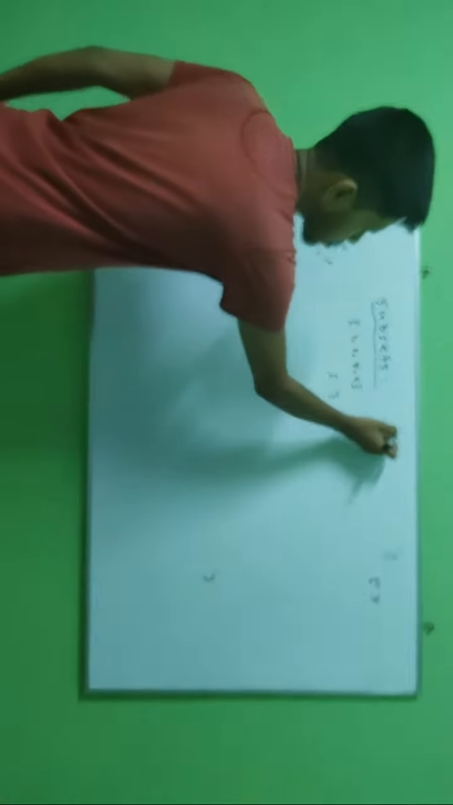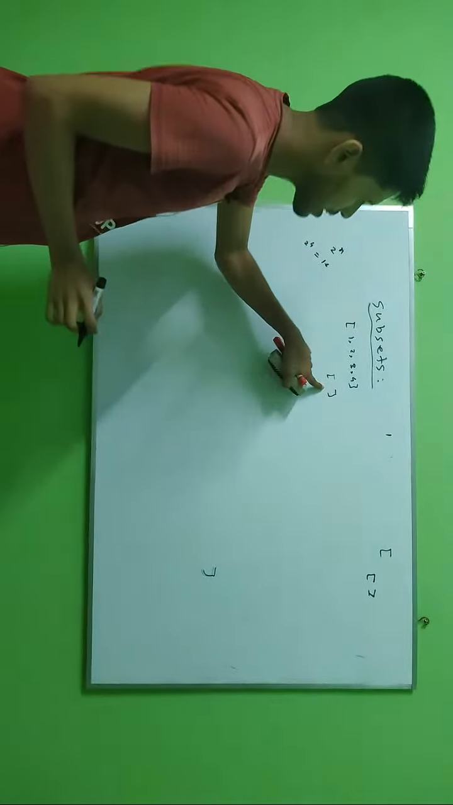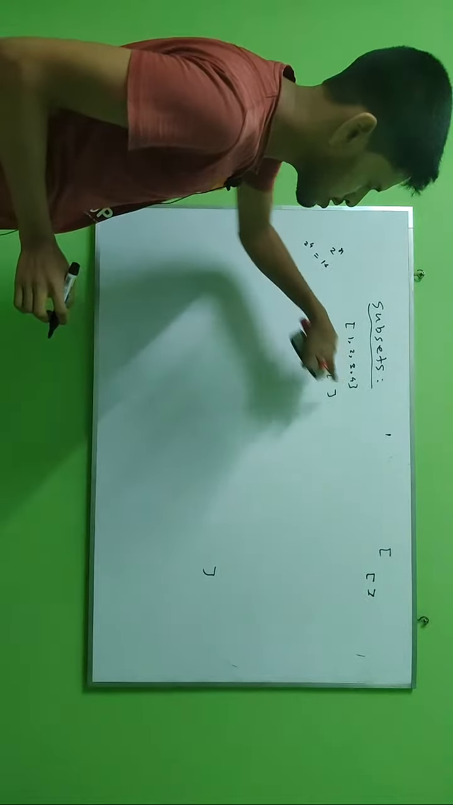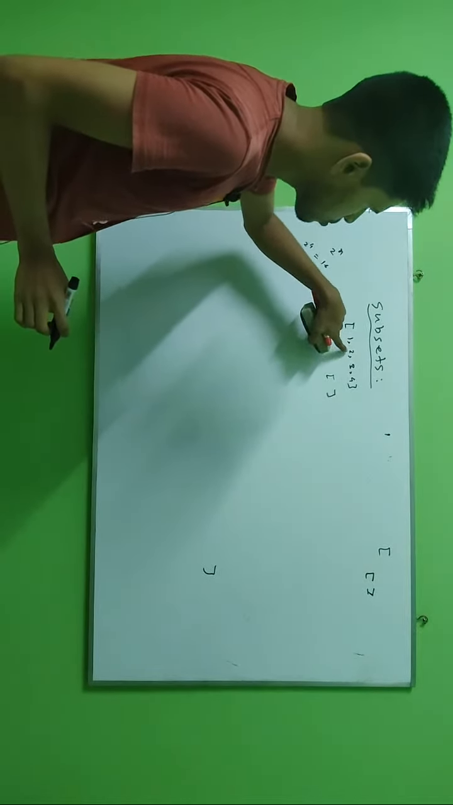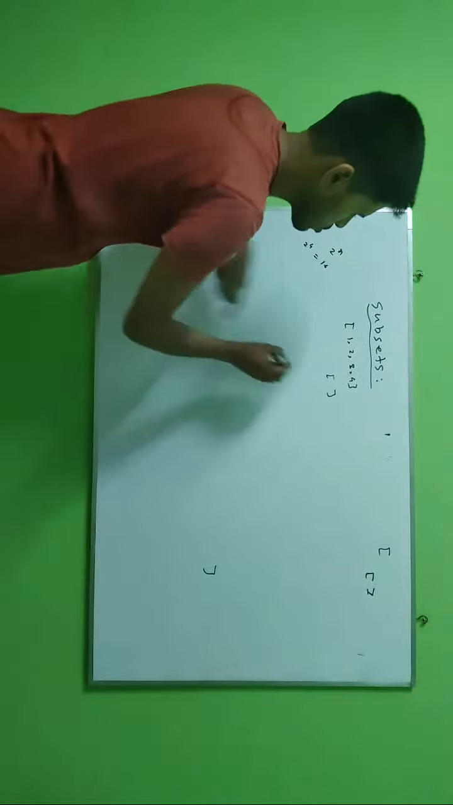Now let's find the subsets of length 1. So now what I can do here is place 4 different elements. We can place 1, 2, 3 or 4. First let's choose 1.